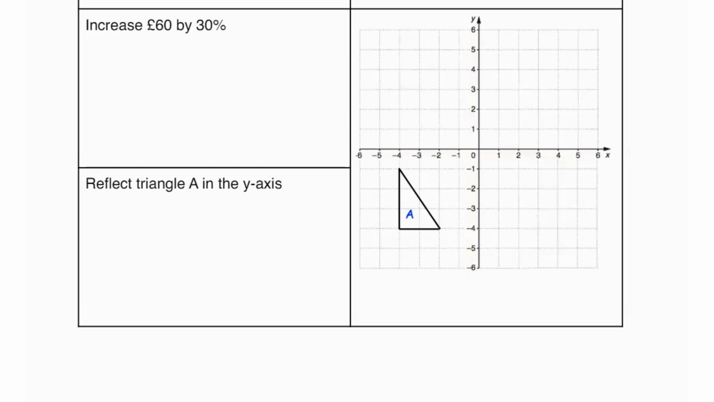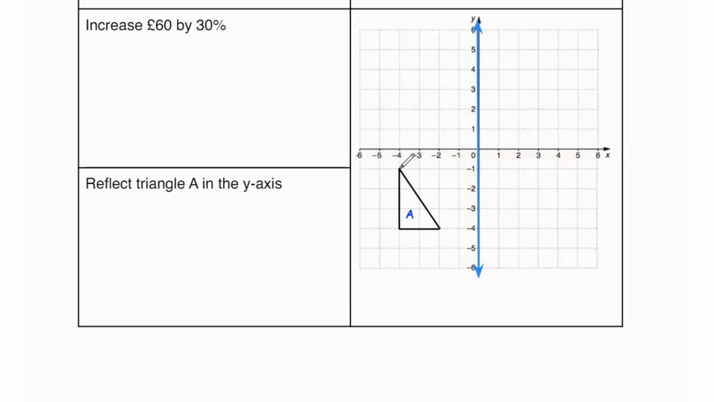Next question says reflect triangle A in the y-axis. So let's begin with highlighting the y-axis. We're going to reflect triangle A in this axis. So that means what's going to happen is that our x coordinates are going to change. Y coordinates are going to be exactly the same. Why? Because the y-axis acts as a mirror line. So it's a complete reflection in the y-axis.